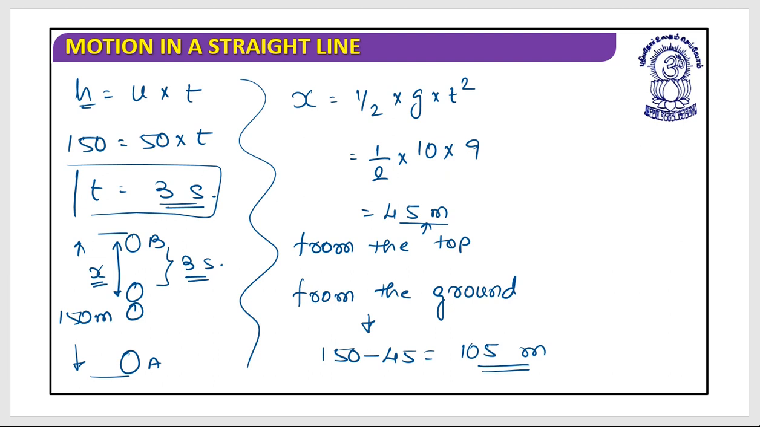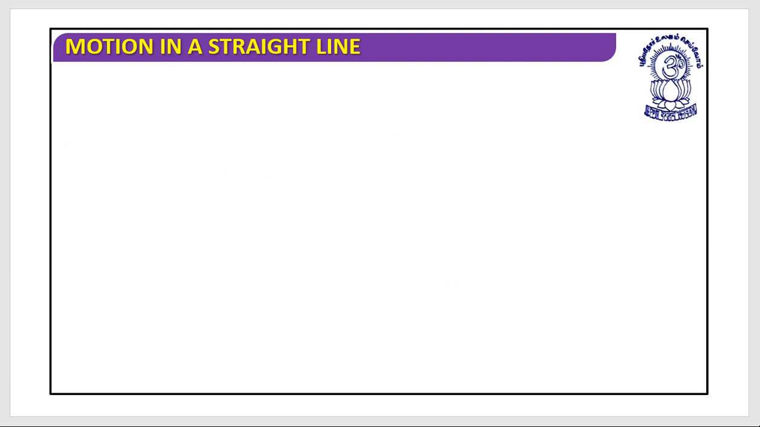Now we can do the same thing with the help of the relative velocity approach. But let's have a look at this. This one has an initial velocity u, and this one has an initial velocity u equal to 0. Both have an acceleration due to gravity g in the downward direction. These two have a separation of 150 meter.